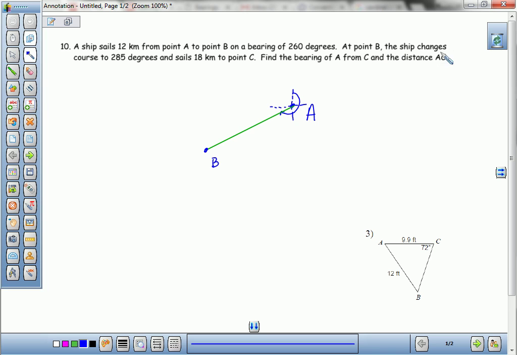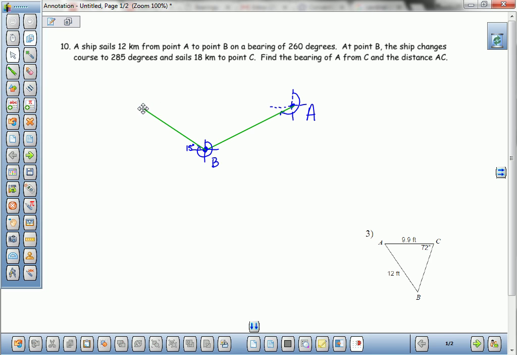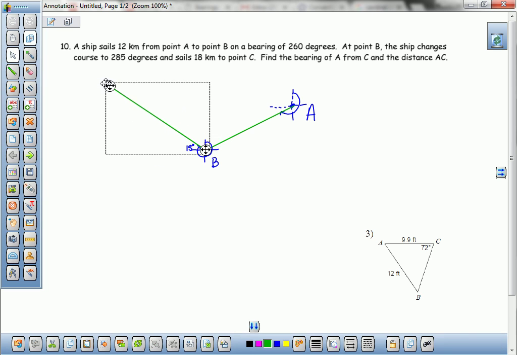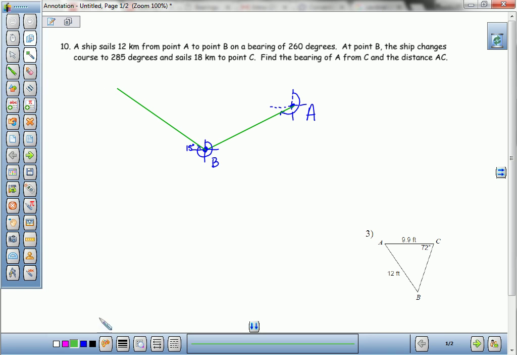And then it says at point B, the ship changes course to a 285 degree bearing. Okay, so right here we're going to change course and go 285. So 285 would put me 15 degrees past, and that would shoot me off in this direction. And then this gives us C somewhere. Now we don't know exactly where it is. It could be up high, it could be down low, but let's just draw it there.